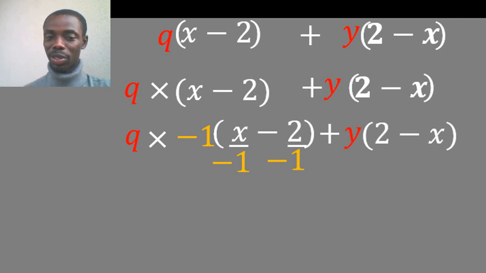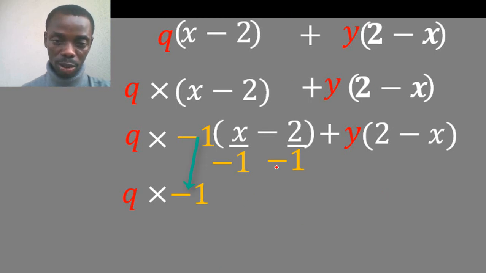There is a reason why I'm not disturbing this bracket. It is because this is what I want to change to this. I want to change x minus 2 to 2 minus x. So let's see how it works out. And I'll be having q multiplied by minus 1. So if I should do my division, what am I going to get?